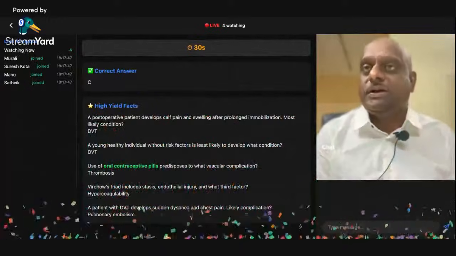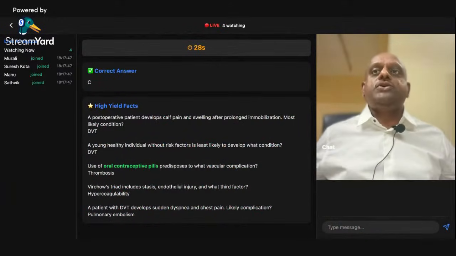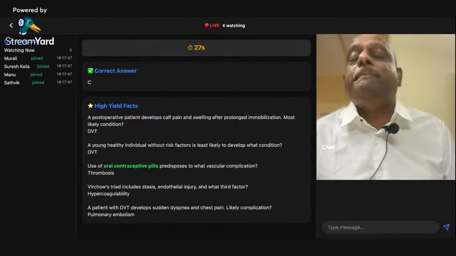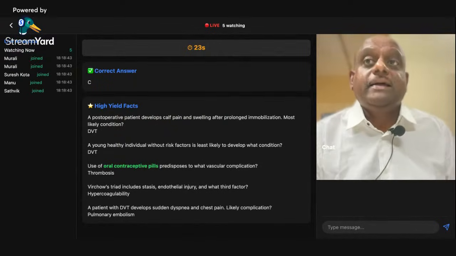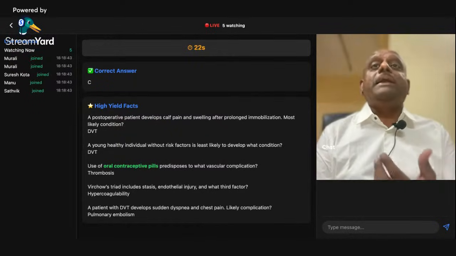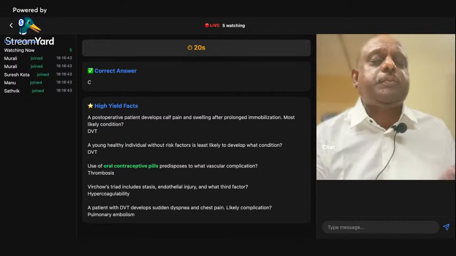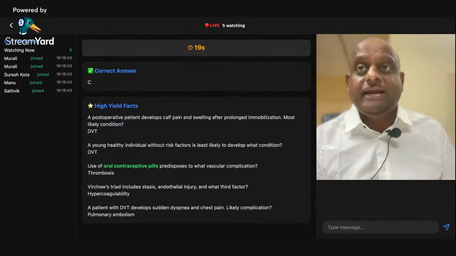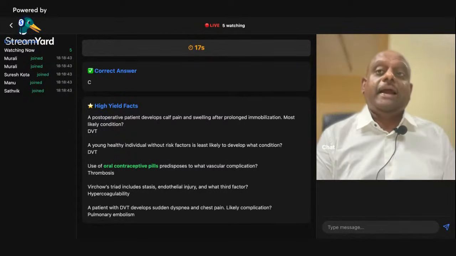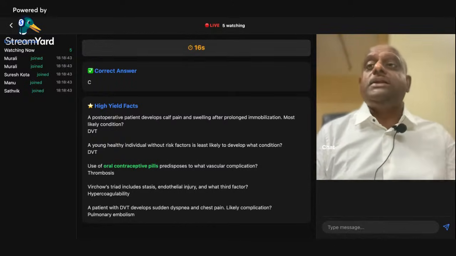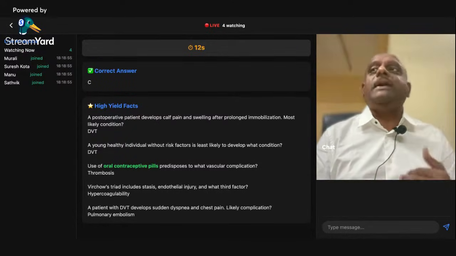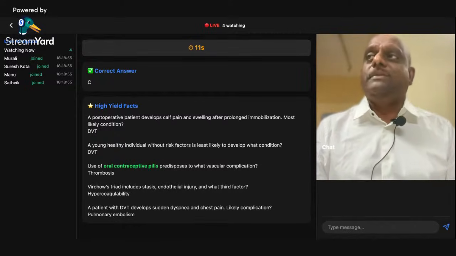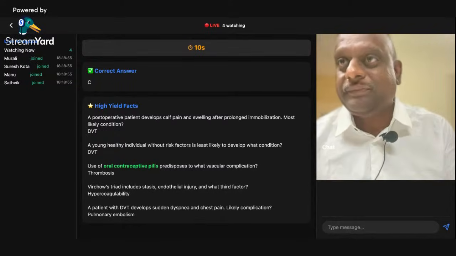Satvik rightly answered. Whenever a post-operative patient develops calf pain and swelling, think of only DVT. And oral contraceptive pills are one of the important predisposing factors to develop DVT. And if a patient with DVT develops sudden chest pain and sudden dyspnea, think of the possibility of pulmonary embolism, is what you need to remember.